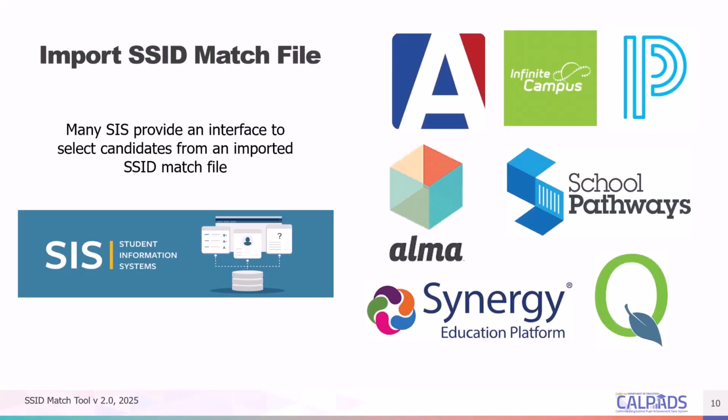LEAs can import the match results file into their student information system to match records to a list of potential candidates. Once the SSIDs are selected and assigned to the student records in your student information system, you can extract the SENR file to submit the enrollment records into CalPADS and to obtain ownership of the SSIDs.